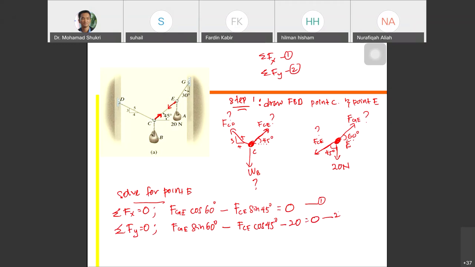Cos 60, minus sine 45, 0, sine 60, minus cos 45, 20. So you have FGE, so solve for 1 and 2, you got FGE 45.6 Newton and FCE 38.6 Newton. All right, so once you get the answer for FCE here, you can plug in into this unknowns. So this you get 38.6 Newton.